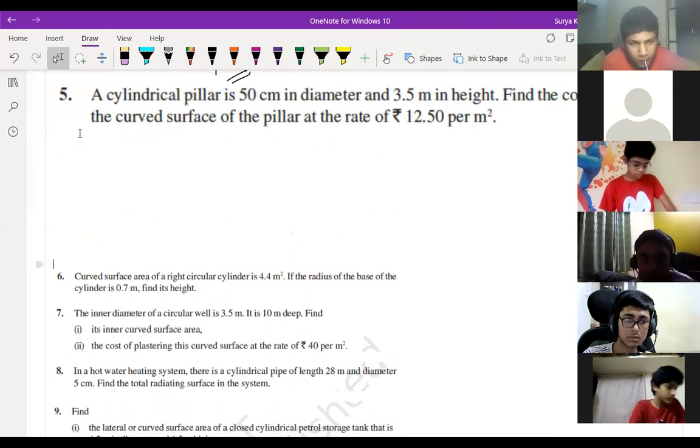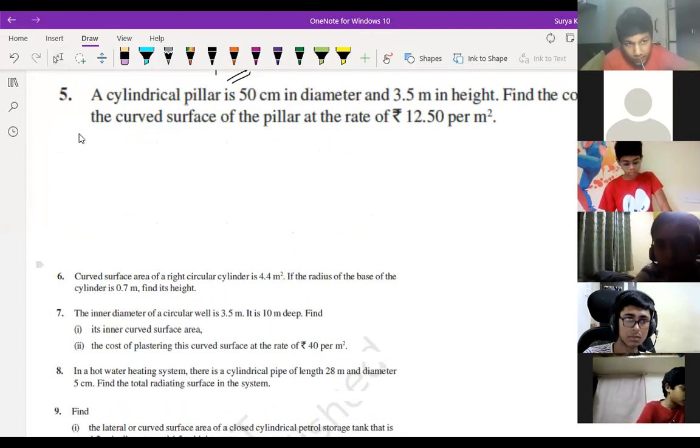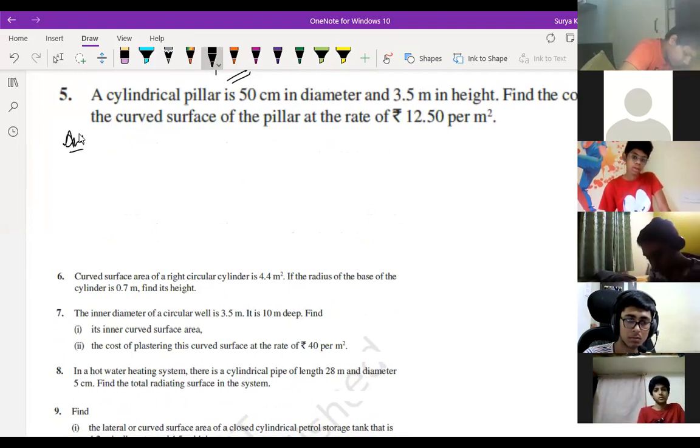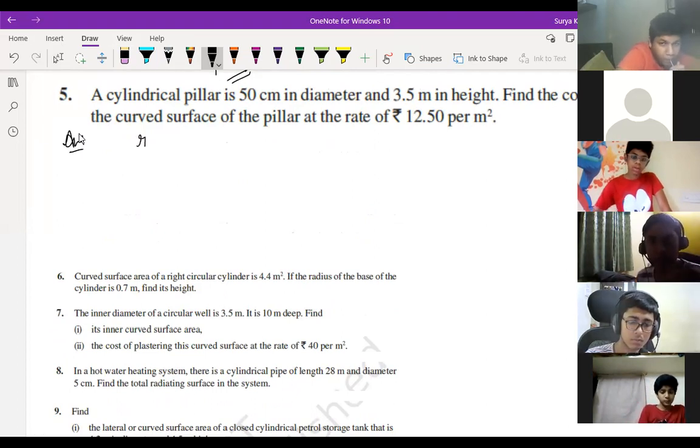So question number 5 is a cylindrical pillar. So for the cylindrical pillar, they're asking here, I've just written here, the diameter is 50 centimeters in diameter, right? Here the radius is equal to 25 centimeters.